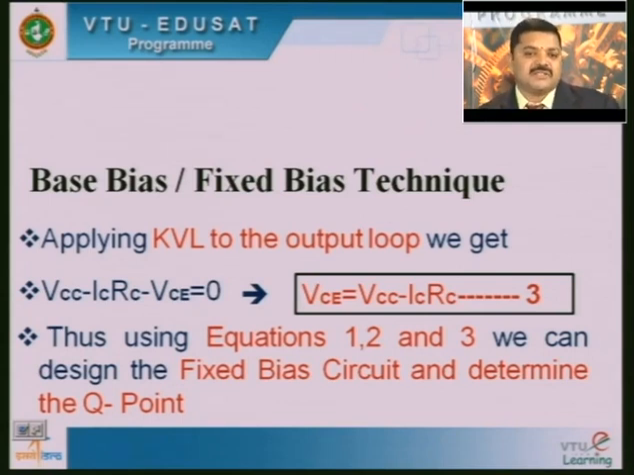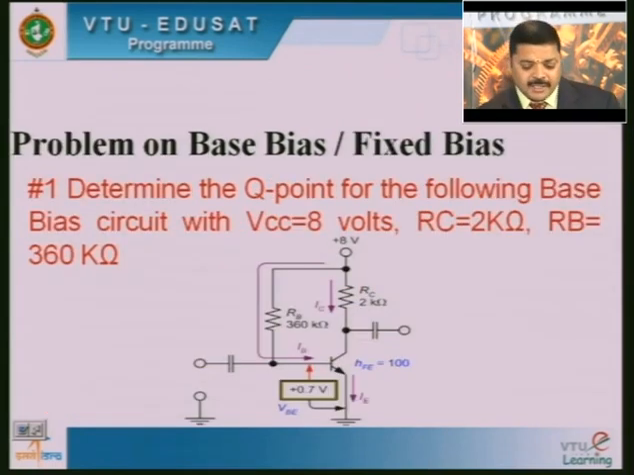Thus, using equations 1, 2 and 3, we can design the fixed bias circuit and determine the Q point. Let us take one numerical problem on fixed bias or the base bias. Determine the Q point for the following base bias circuit with VCC equal to 8 volts, RC equal to 2 kilo ohms and RB equal to 360 kilo ohms.